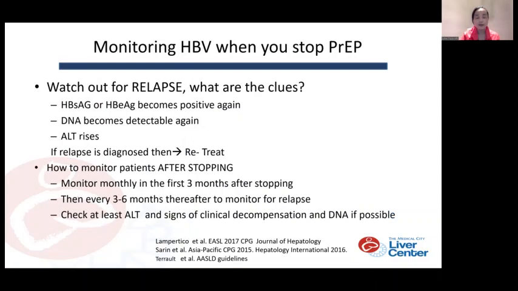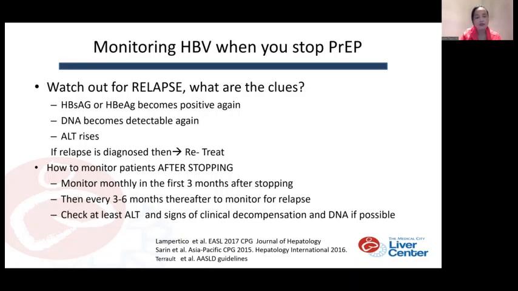So what if your patient has hepatitis B and they decide to stop PrEP? You watch out for relapse. Relapse can mean your S antigen or E antigen becomes positive from being negative, or your DNA rises, or from undetectable becomes detectable. And sometimes if these tests are not available, patients can present with increasing ALT levels. If you document a relapse, then retreat your patient with a Hep B antiviral.